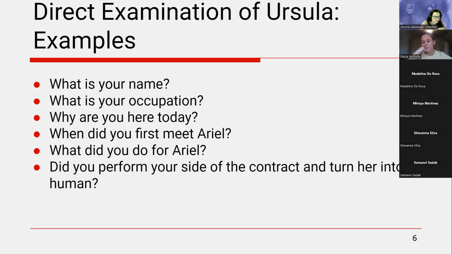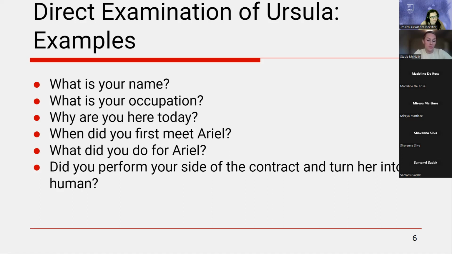So we entered into a little contract. I turned her into a human. And then she didn't follow her side of the contract. So what were the conditions on you turning her into a human? Well, first of all, she had to give me her voice, and then if she didn't kiss this prince that she was in love with, she was going to be turned into a little seaweed pet. But that's just a way to show the ocean that she's not trustworthy and doesn't stick to her word.